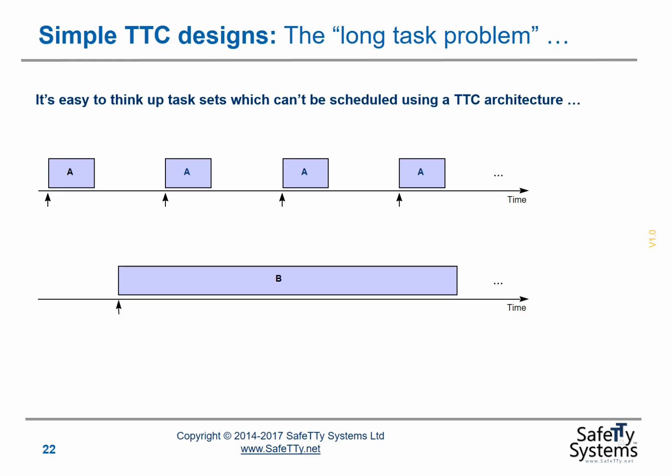Our requirement is that we run task A, let's say, every millisecond, and we also want to run task B in the design, but task B has a worst case execution time of about 3 milliseconds, for example. We're going to face a challenge if we want to run this set of two tasks on a TTC platform.